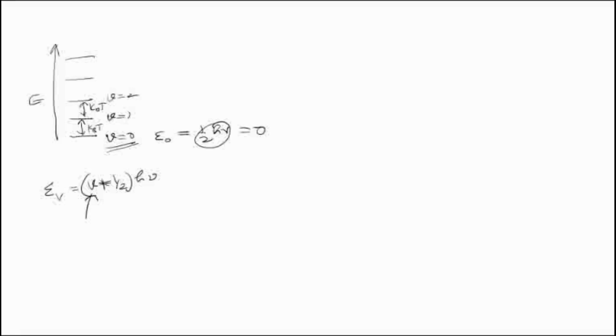That's the meaning: without zero point energy. Without zero point energy, what is the formula for the vibrational partition function? 1 by 1 minus e power minus h nu by kBT. This is the formula for the vibrational partition function without zero point energy.